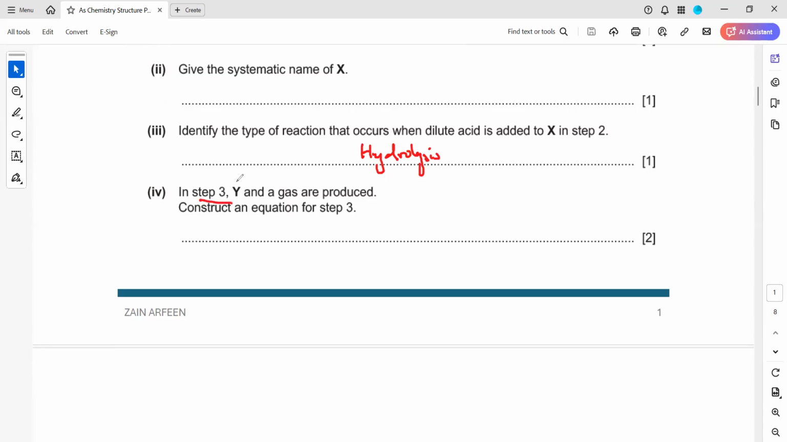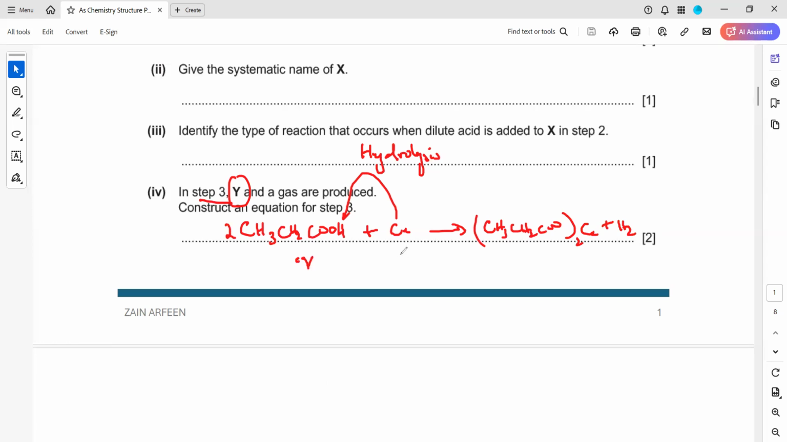In step 3, Y and a gas are produced. Construct the equation. Because we had propanoic acid, CH3CH2COOH, reacting with a metal like calcium, calcium will displace this hydrogen. As a result, it will form (CH3CH2COO)2Ca plus H2. Then we balance the equation by putting 2 here. So this whole equation is balanced.